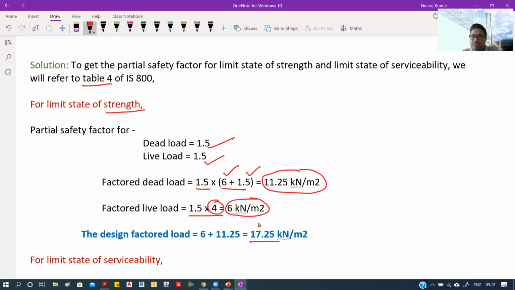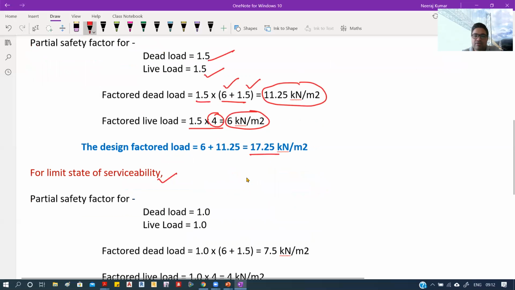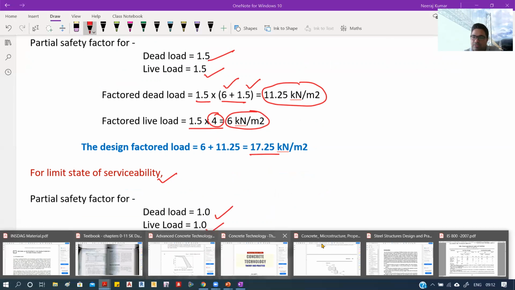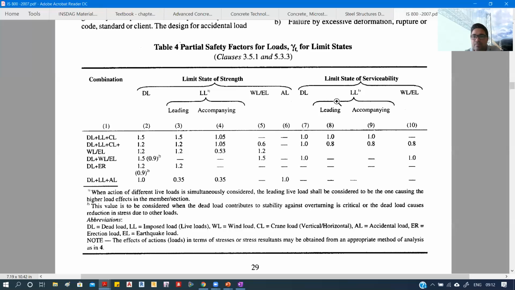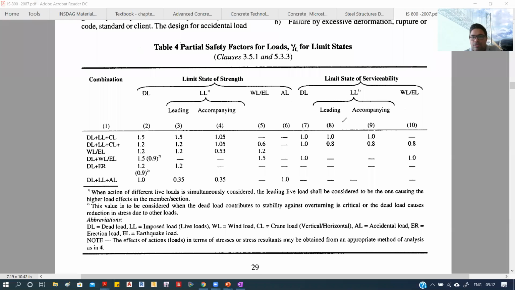Now, if we calculate the factored design load for serviceability, in that case the partial safety factor will change, to 1 for dead load and 1 for live load. Again, I'm showing you the same from the IS code. For limit state of serviceability, you can see the dead load factor is 1 and the live load factor is 1, while in the case of strength, it is 1.5 and 1.5. So that is the difference here.